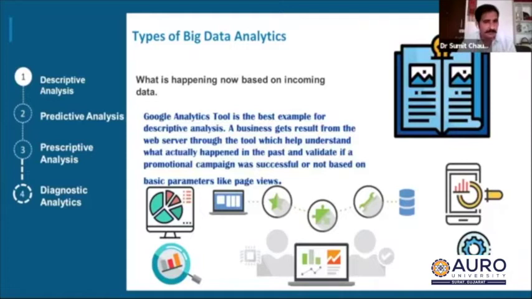So according to this, maybe the best example of this type: a business gets results from the web server through the tool, which helps understand what exactly happened in the past and validate if a promotional campaign was successful or not, based on basic parameters like page views. By analyzing results using the Google Analytics tool, we can have the analytics according to the past data, and accordingly we can tell whether what we analyzed will be successful for the future or not, right? So that's how descriptive analysis works.